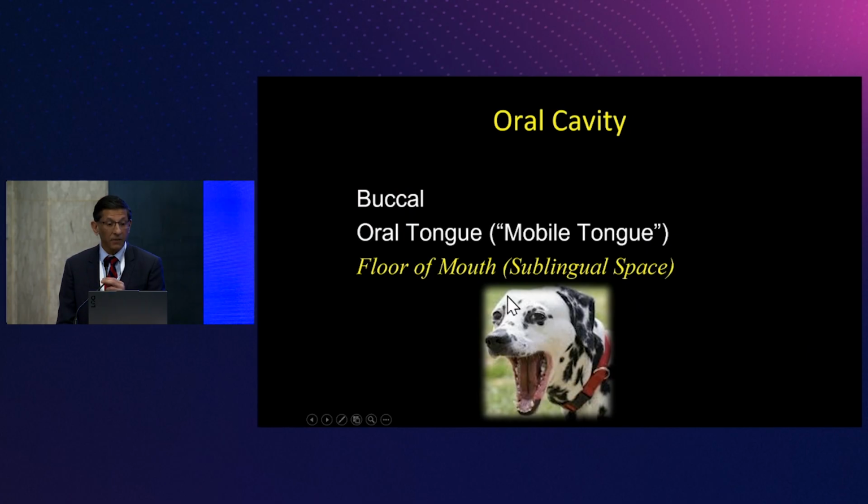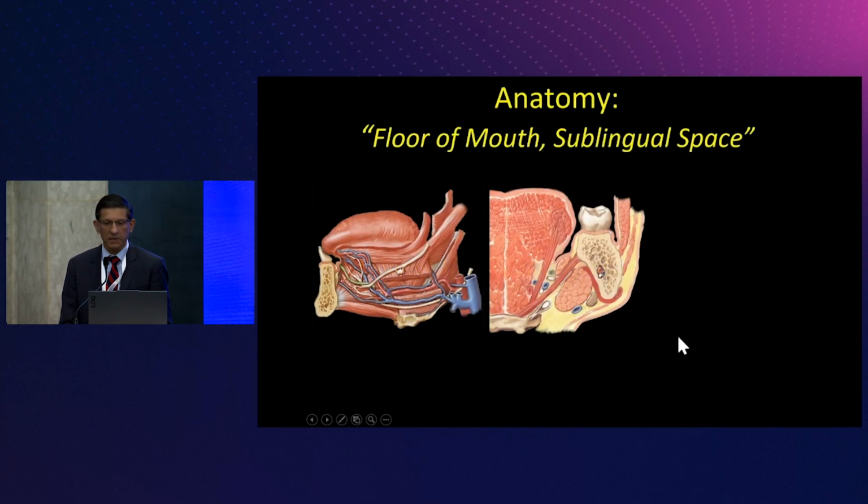So the next area that we'll talk about is the floor of the mouth, or the sublingual space, and I do use those terms interchangeably. As Dr. Weil said, this area below the tongue is going to be the sublingual space or the floor of the mouth.